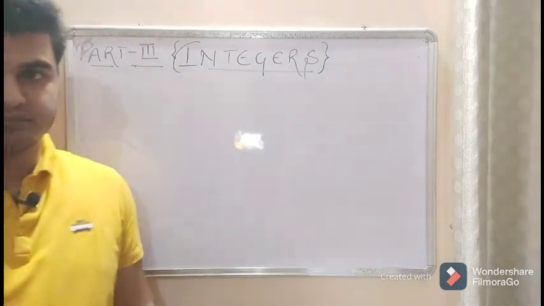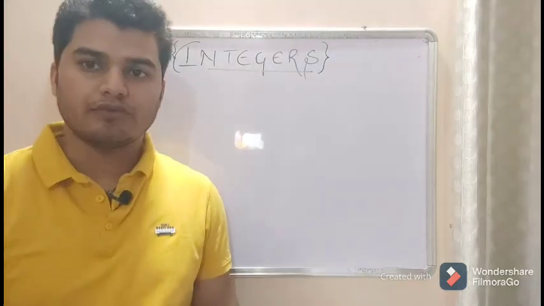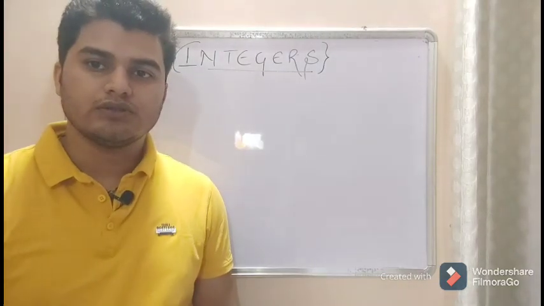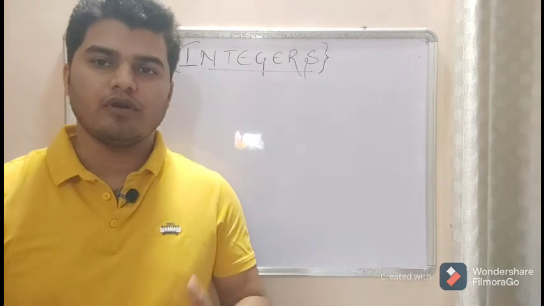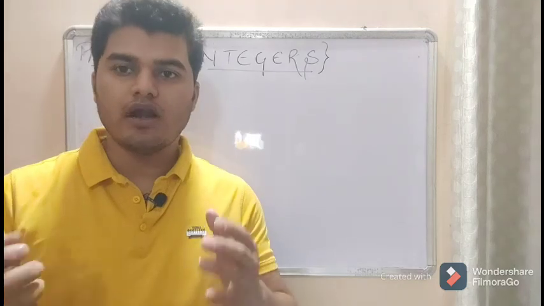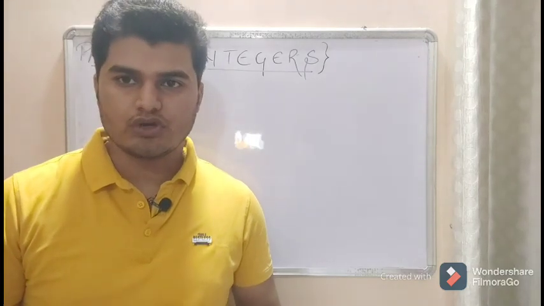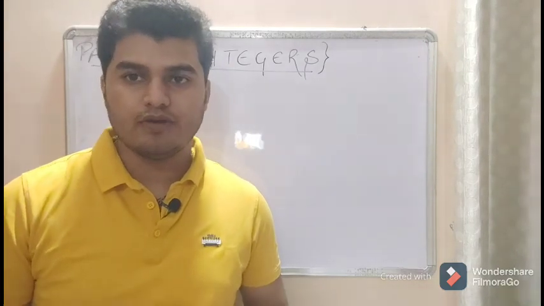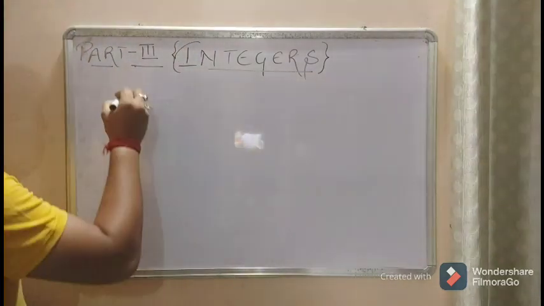So as you can see, this is part 3 of the chapter on integers. We are going to discuss something more about integers. Today's topic is multiplication of integers. Write down.